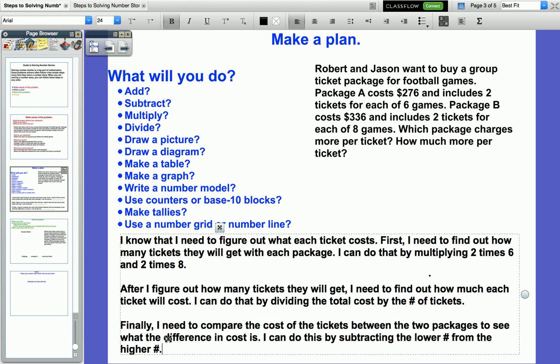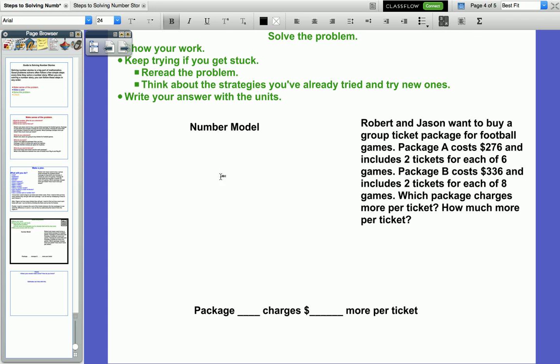One thing that you could do that we'll actually talk about later, and we've done a lot this year, is estimating. So if you did an estimate, that would help you to know which one is probably going to cost more. But I know just from life and from shopping that usually the more you buy, the cheaper it is because they want you to buy more. So I'm guessing that package B is going to be cheaper just from life experience, okay? All right, so now I'm going to go ahead and solve it.